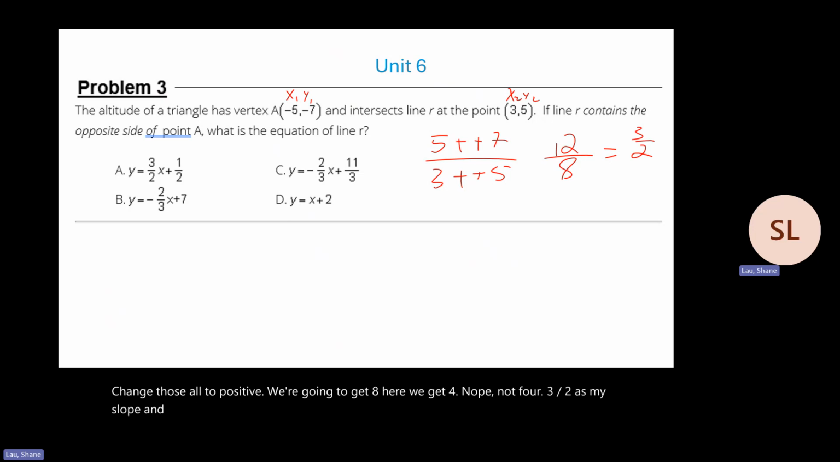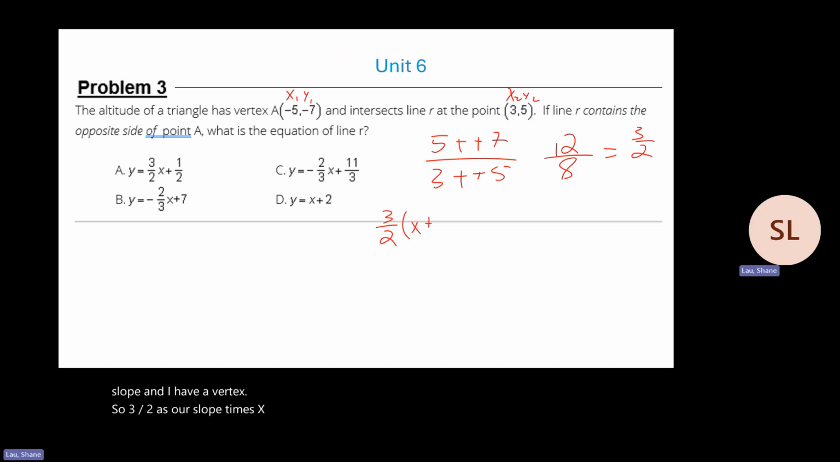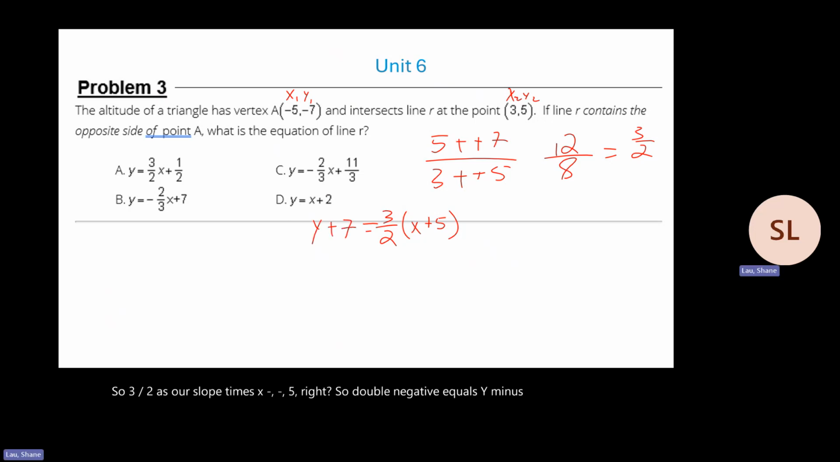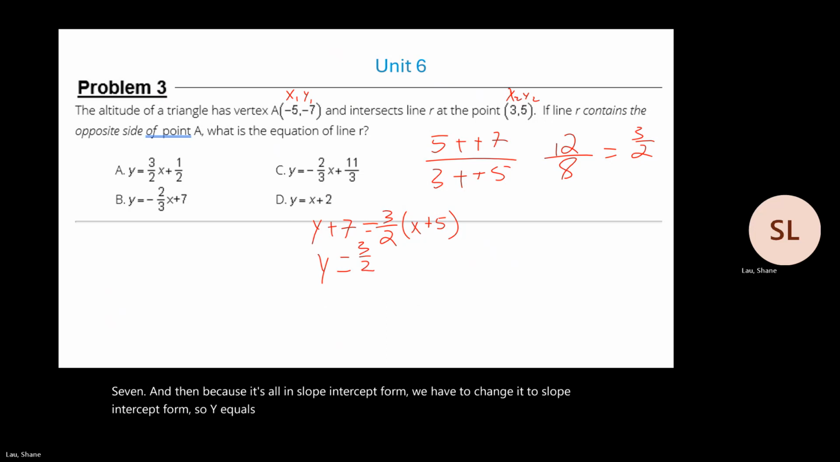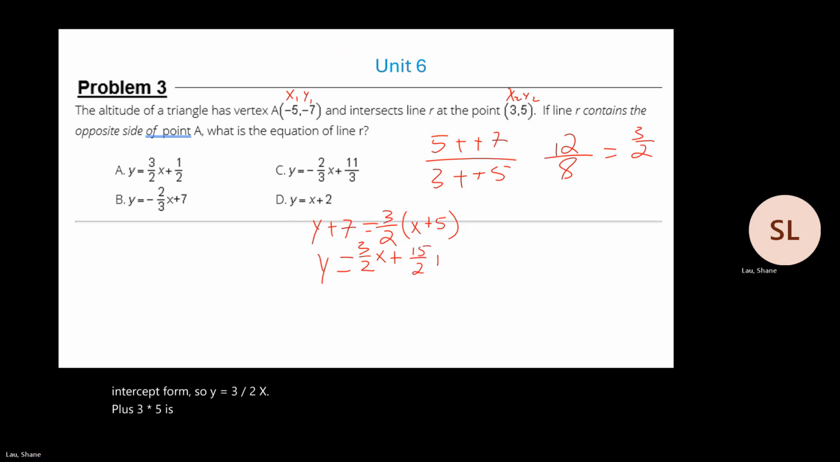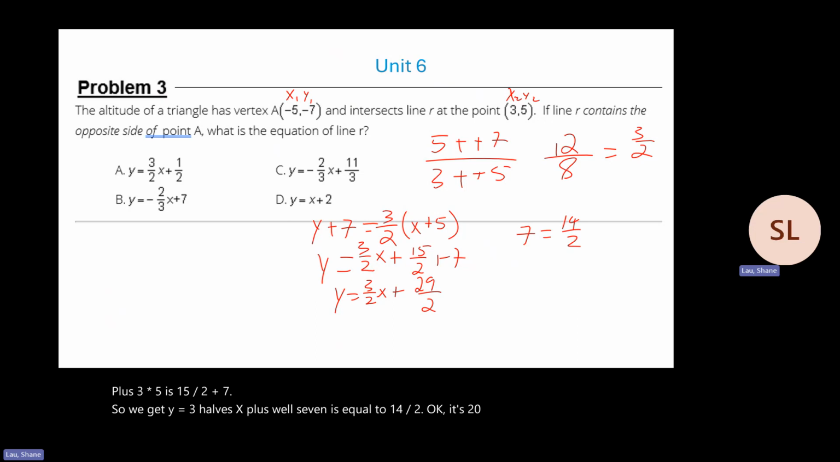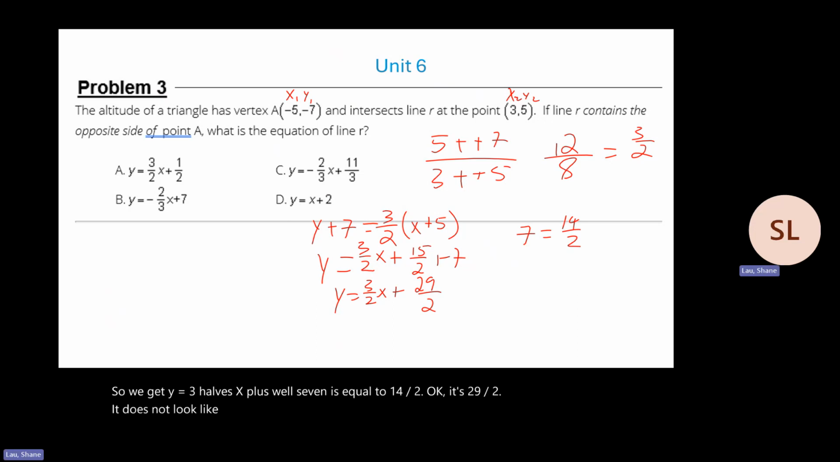And I have a vertex. So 3 over 2 as our slope times x minus 5, right? So double negative equals y minus 7. And then because it's all in slope intercept form, we have to change it to slope intercept form. So y equals 3 over 2 x plus, well, 3 times 5 is 15 over 2 plus 7. So we get y equals 3/2 x plus, well, 7 is equal to 14 over 2, and 29 over 2. Yeah, it does not look like that is one of our answer choices.